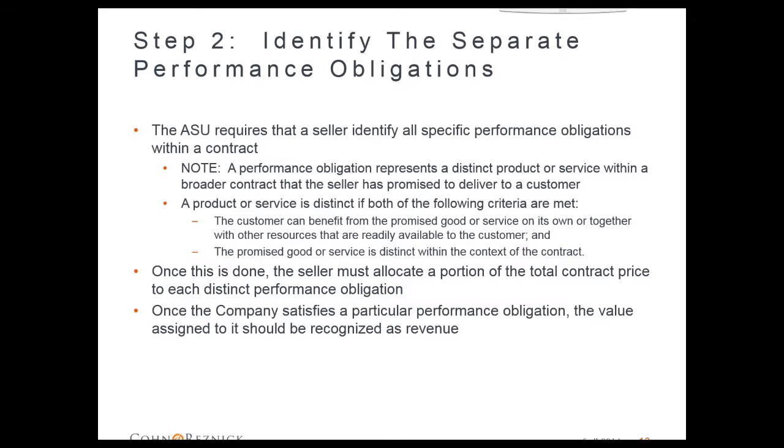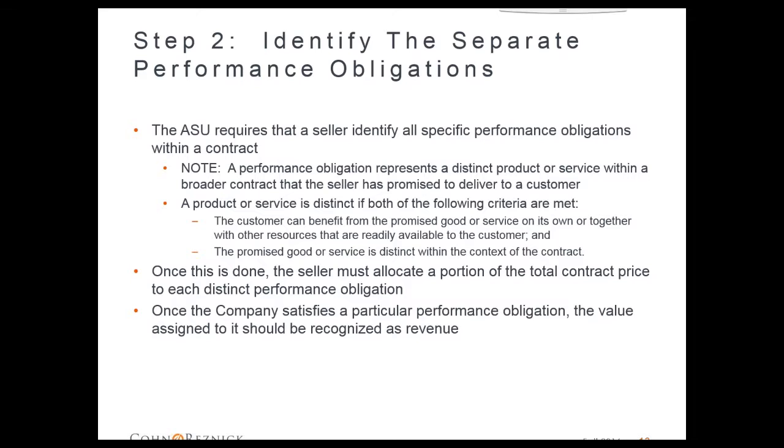It requires that a seller identify all specific performance obligations within a contract. Once this is done, the seller must allocate a portion of the total contract price to each distinct performance obligation. Once the company satisfies a particular performance obligation, the value assigned to it should be recognized as revenue. A performance obligation represents a distinct product or service within a broader contract that the seller has promised to deliver to a customer.